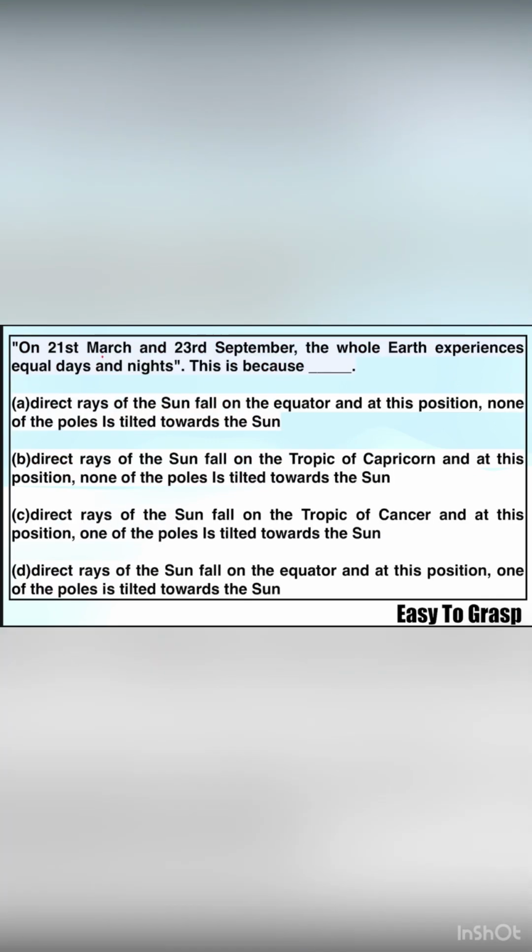Let us see the next question related to the previous one. The question says, on 21st March and 23rd September, the whole earth experiences equal days and nights. Because, you are given 4 statements. Let us see the statements. Let us see first B and C. It says that direct rays of the sun fall on the Tropic of Capricorn and Tropic of Cancer. As we have seen in the previous question, on equinox, equal days and nights are experienced because the sun's rays fall on the equator. So options B and C will be cancelled.